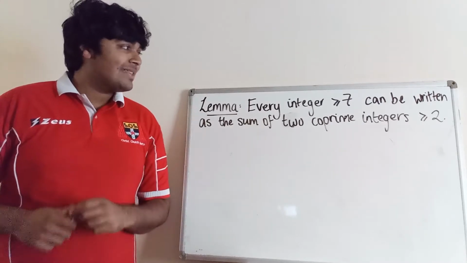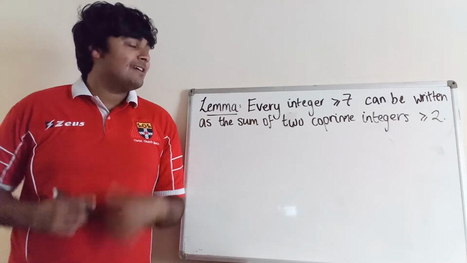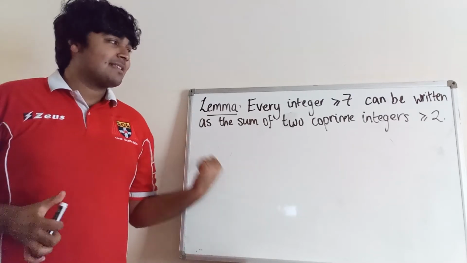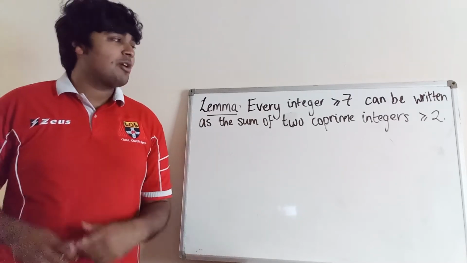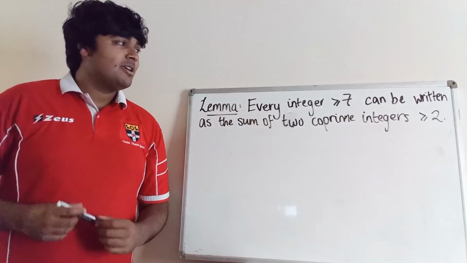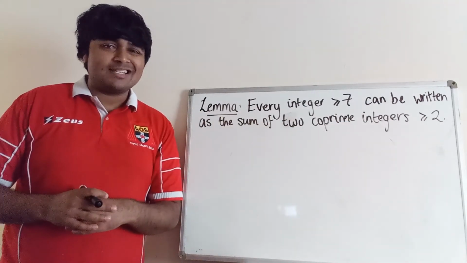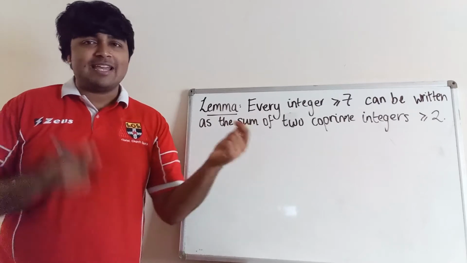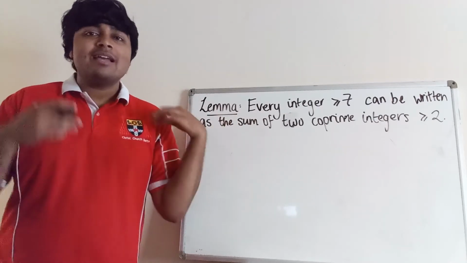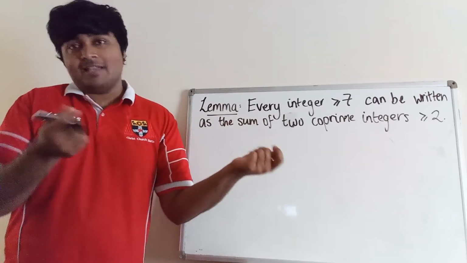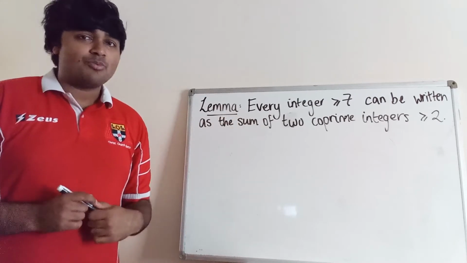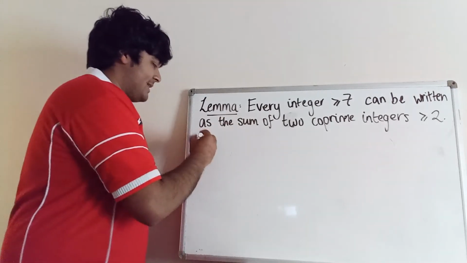Anyway, I'm going to start with a lemma, and that is that every integer which is at least 7 can be written as a sum of two co-prime integers, both of which are at least 2. So for any positive integer which is at least 7, I can find some positive integers a and b, both of which are at least 2, such that a plus b is that integer you gave me, and a and b are co-prime. The proof of this is just split up into different cases.